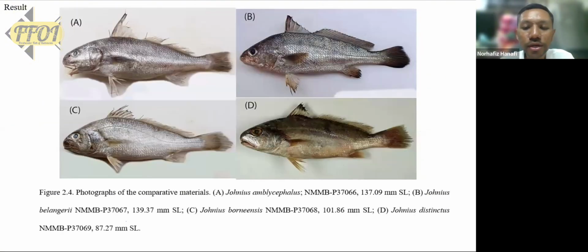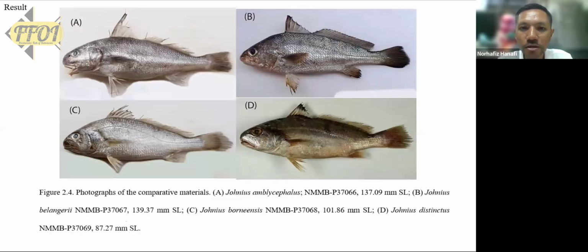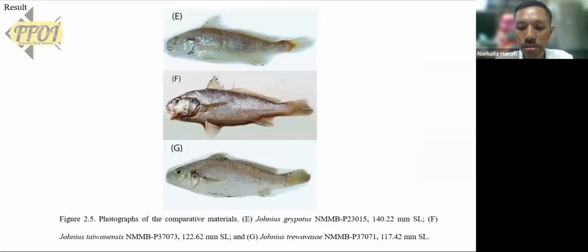Okay, so you can see these 3 species are widely distributed and can also be found in Malaysia, except for distinctus, which is not in Malaysia. Amblyophalus, Bellingeri, and Bonensis are in Malaysia because they are widely distributed. Taiwan also has them, and Malaysia also has them, but Cripotus, Taiwanensis, and Tewabase are endemic in Taiwan, China, and Northern Vietnam. They are like cool water species.